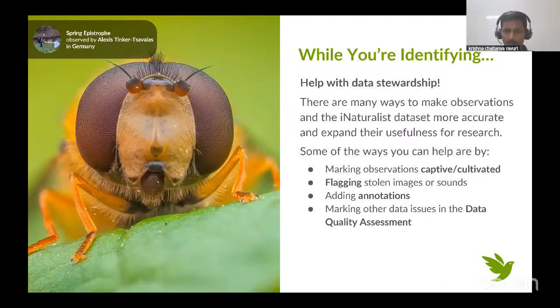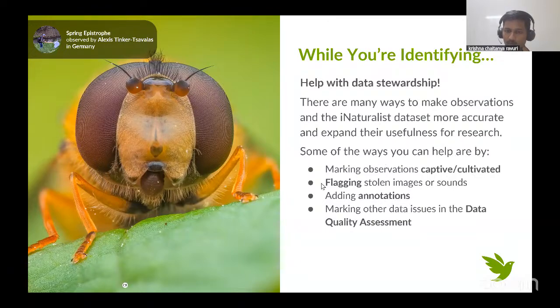And yep, there is a lot more stuff, like we've already talked about captive and cultivated, the option to select. Even on the mobile, you can mark this. On any platform, you can mark this while uploading. But if someone forgot to mark this, an identifier also can do it. It's best to also make a comment so that the user also knows about it, and if they have other observations, they could themselves mark it as captive or cultivated.